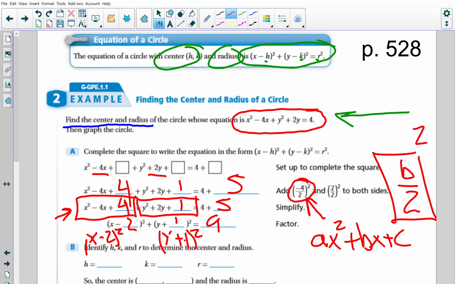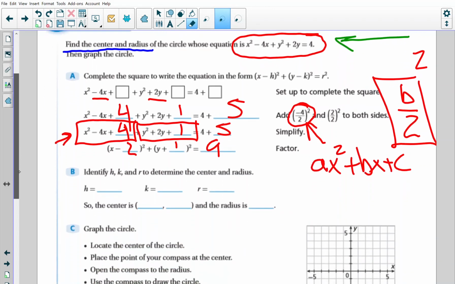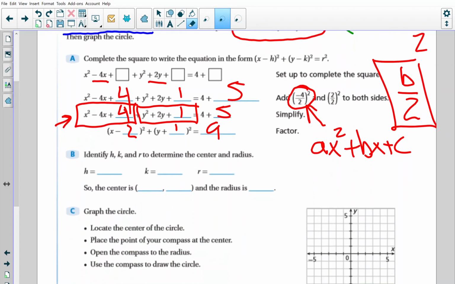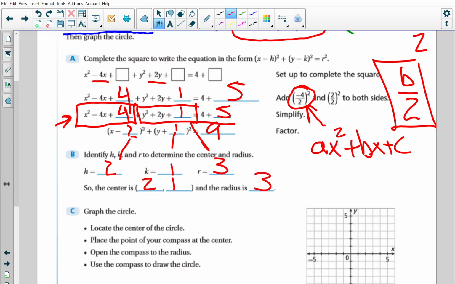Now we have this equation, which we can use from up above in the green circles to determine what the center and radius of the circle is. We know that 2 is the h coordinate, 1 is the k coordinate, and the square root of 9 is the radius. So the center is (2, 1) with radius 3.